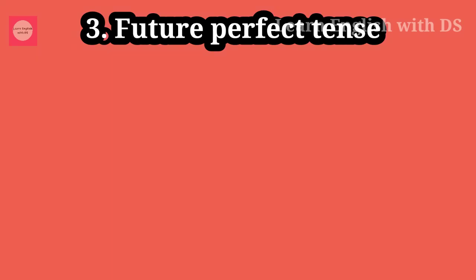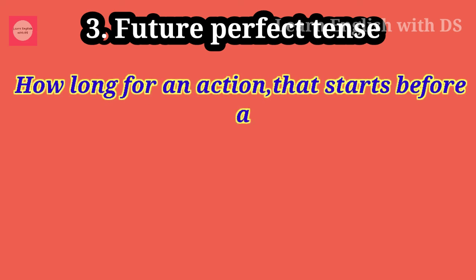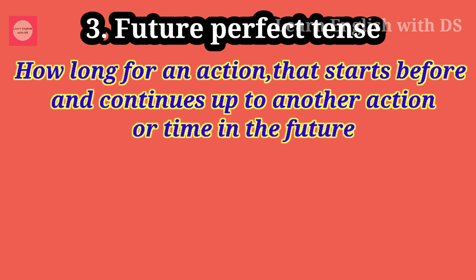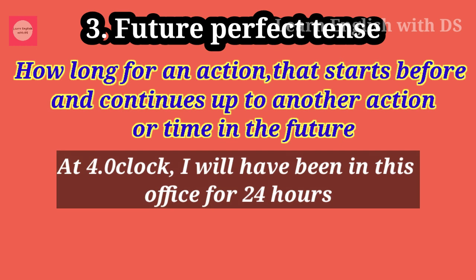We use the future perfect tense to say how long for an action that starts before and continues up to another action or time in the future. Usually, we need the word for. We also use the future perfect continuous tense here. For example, at 4 o'clock, I will have been in this office for 24 hours.